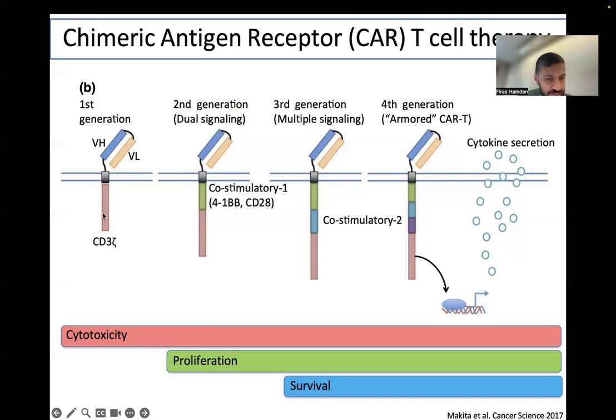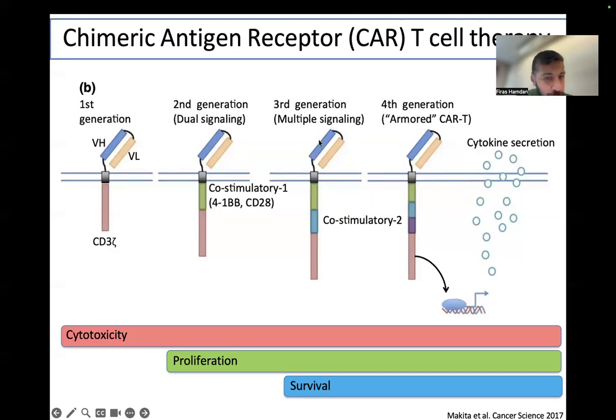So to increase the activation, they kept adding co-stimulatory molecules. To this CD3 zeta, they added the co-stimulation of CD28 or 4-1BB. CD28, guys, remember, these are the co-stimulation molecules. They also have a transduction pathway, so you just add it to here. In the third generation, you added another domain that gets more activated, and the fourth generation is even more. So you're just adding more signaling domains to make this CAR T cell much more active.